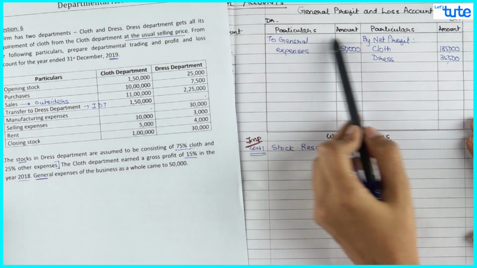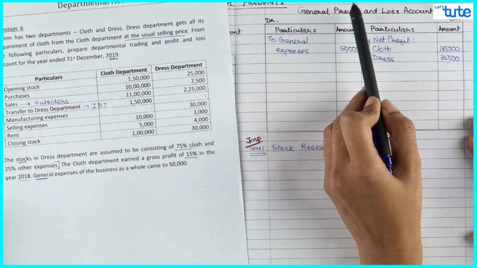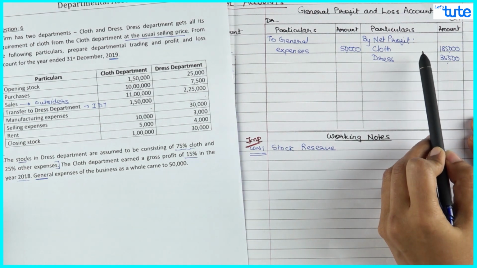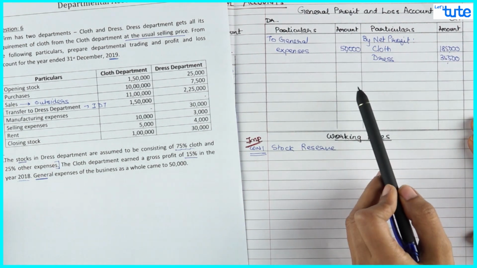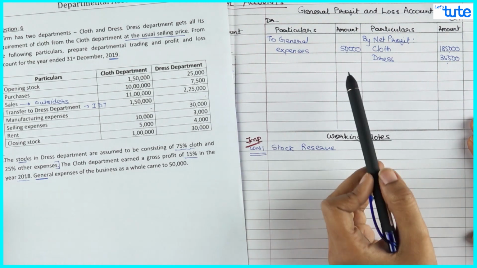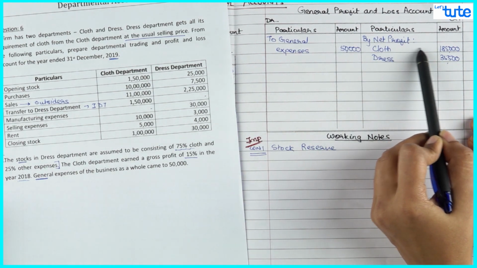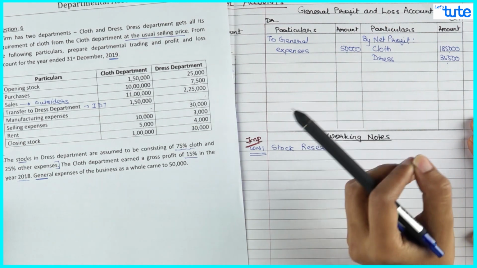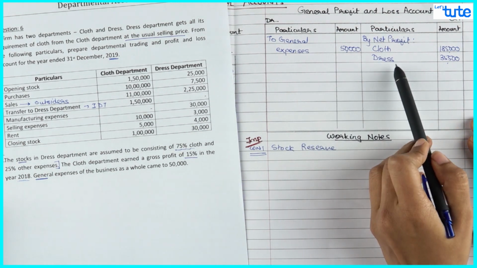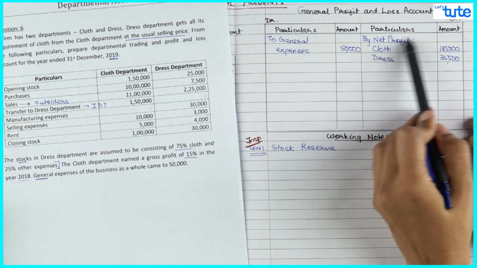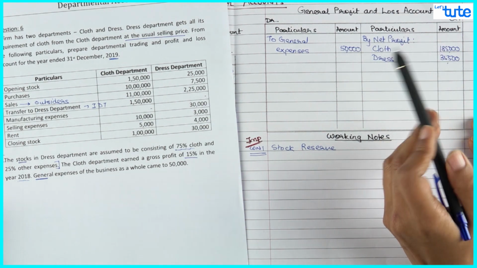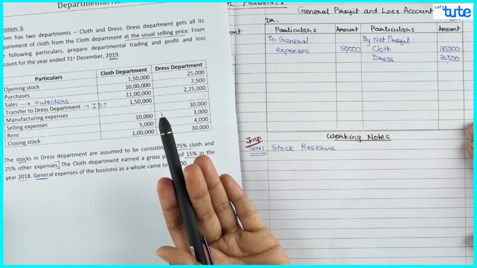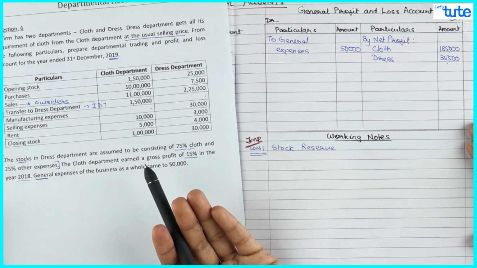And if you could just see this general P&L account, in general P&L we have merged the profit of both the departments, and this total profit is going to be transferred to balance sheet. Now I can say, if in this cloth department there is some profit which is charged in the stock lying with dress, then that profit is not yet realized because the stock has not been sold.